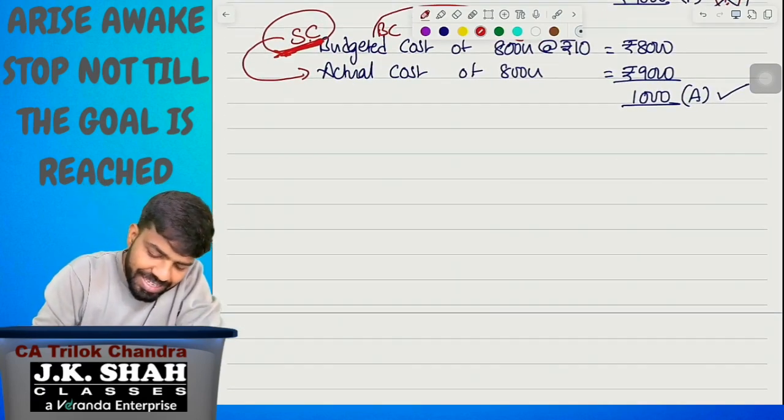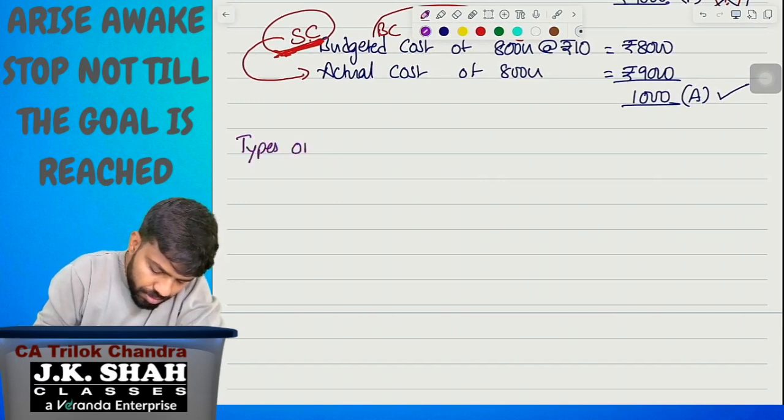So look at here. In this chapter, types of cost. There are three types of cost.